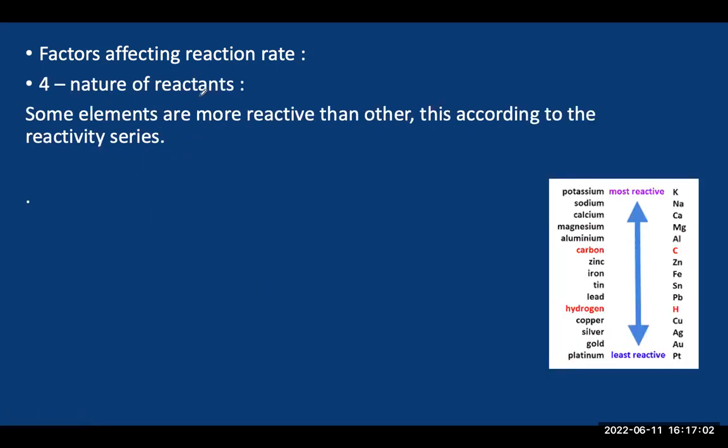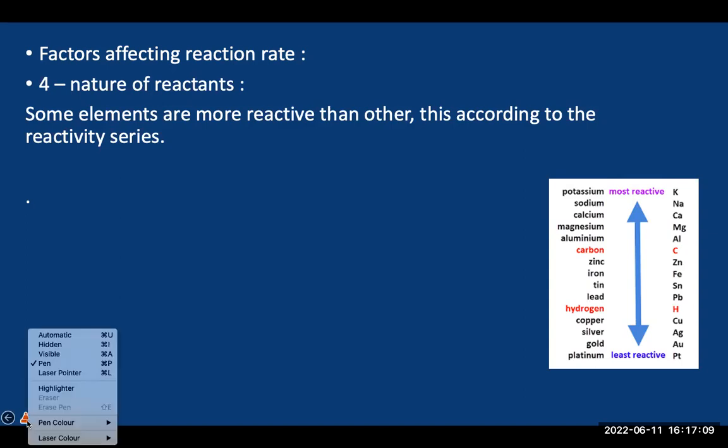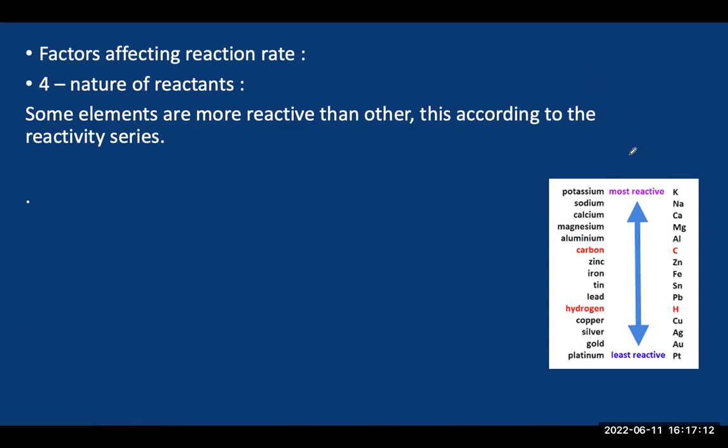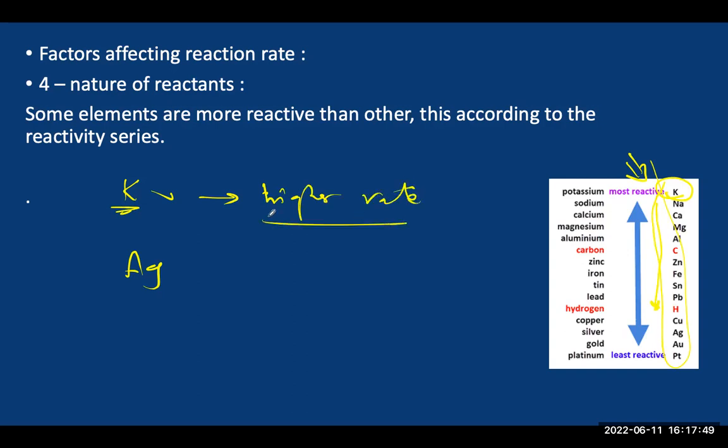Okay, number 4, nature of reactants. When we are talking about nature of reactants, we are talking about elements. And when we are talking about elements, we compare them according to something called the activity series, where all elements are arranged according to their activity. The one at the top is more reactive, and as you go down, they are less reactive. So when comparing two elements, the more reactive one will have a higher rate of reaction. If you're comparing potassium and maybe silver, potassium is more reactive, so its reaction will have a higher rate compared to silver.